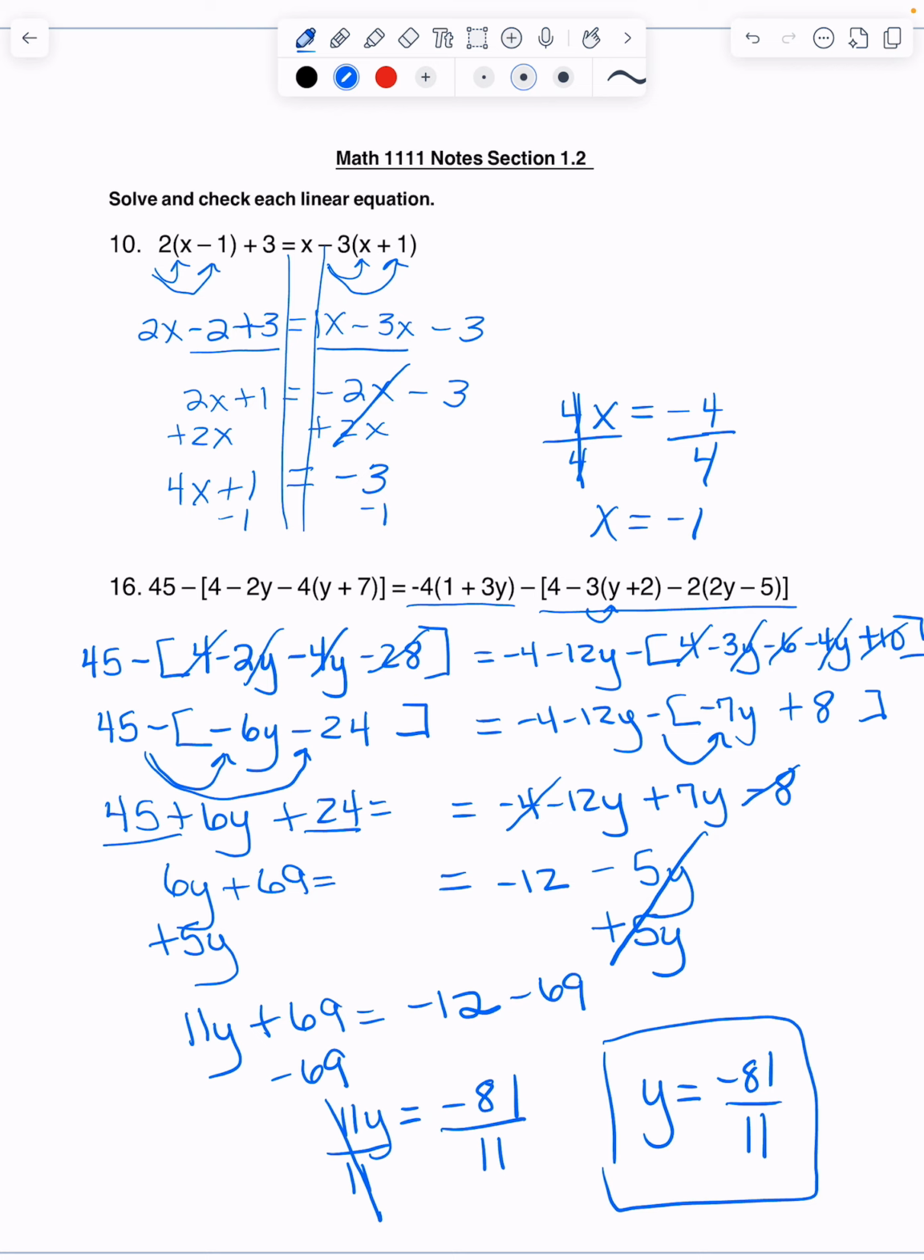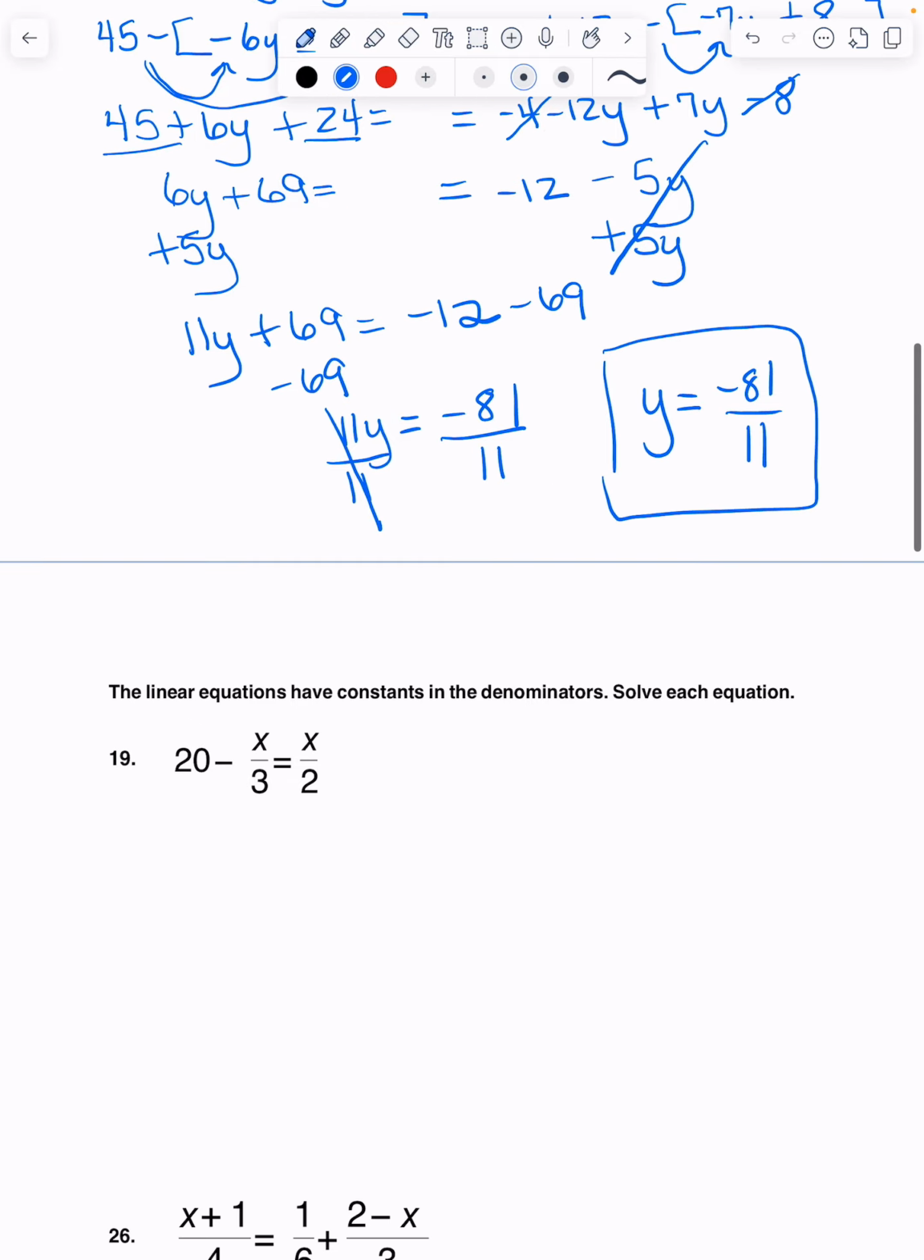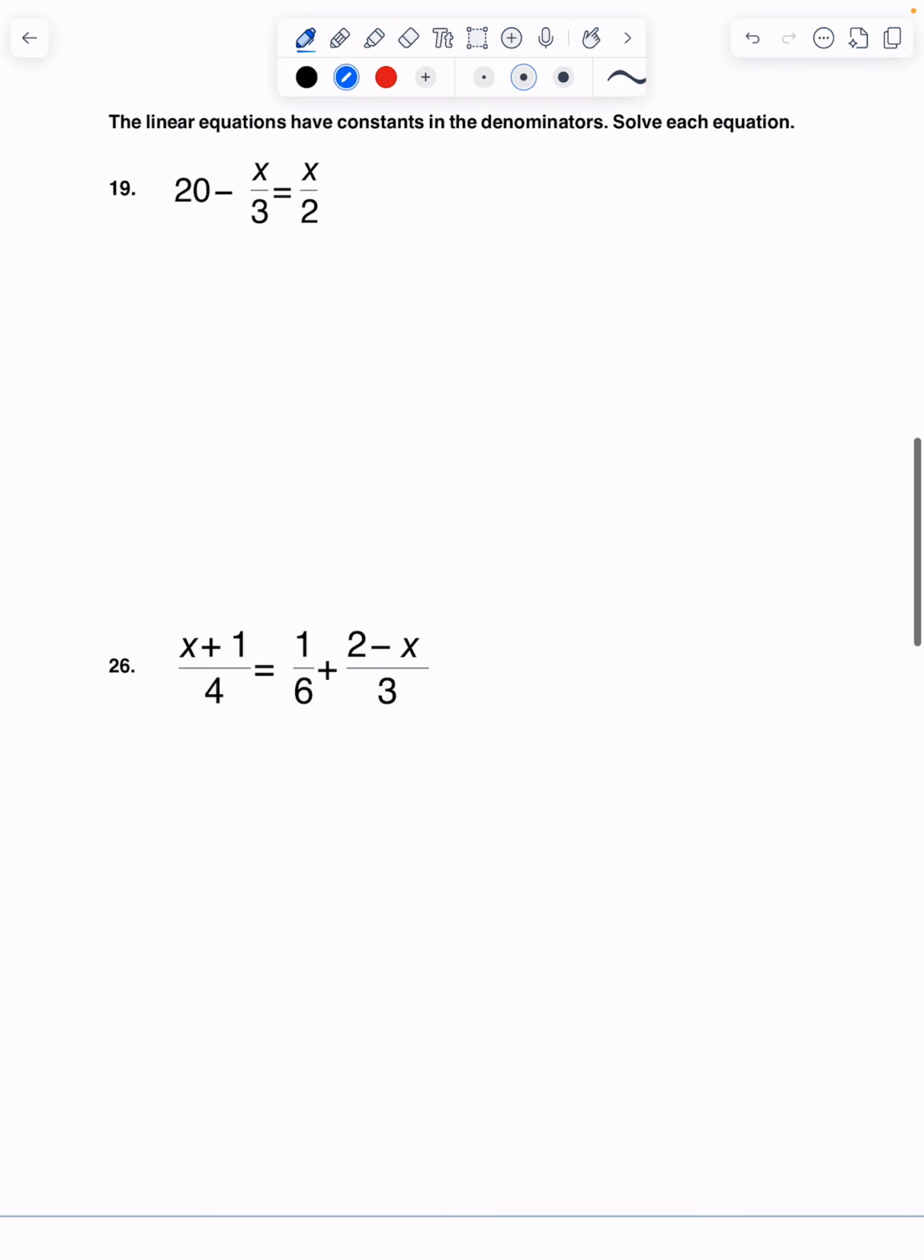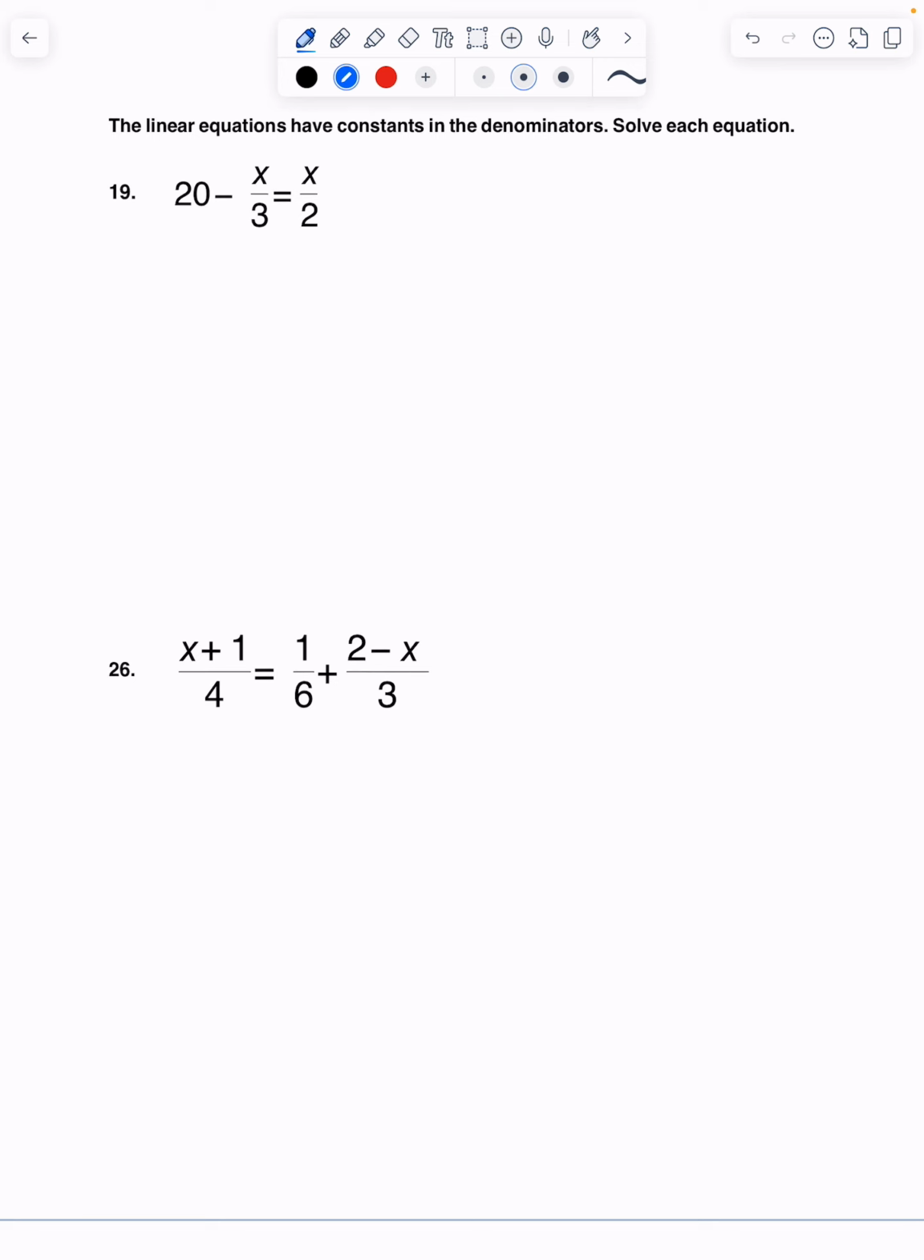All right, so let's look at another example. We're going to solve a linear equation that has fractions in it. To do this, the easiest way to solve an equation with fractions in it is to look at the denominators that I have. In this case, I have a 3 and a 2. What is the first common multiple that 3 and 2 have in common? That least common multiple is 6. So what I'm going to do is multiply every term by that least common multiple.